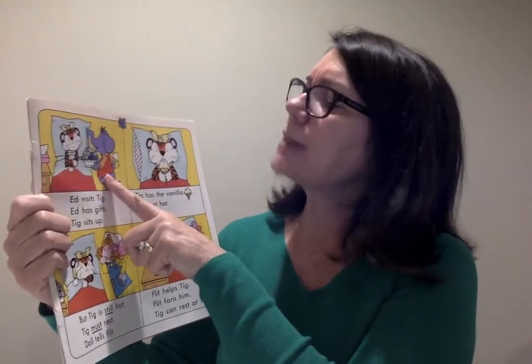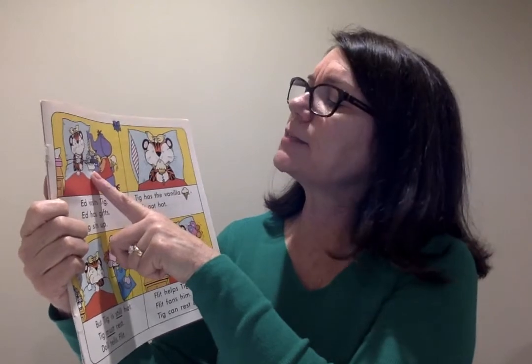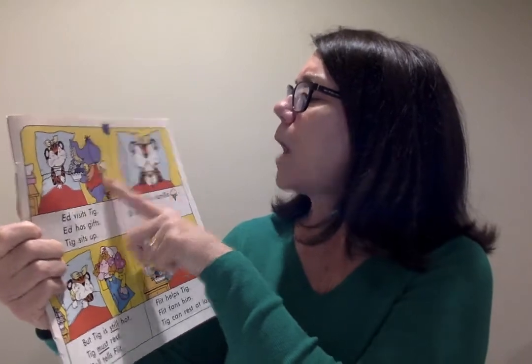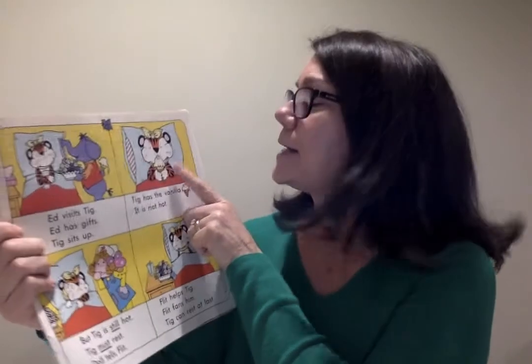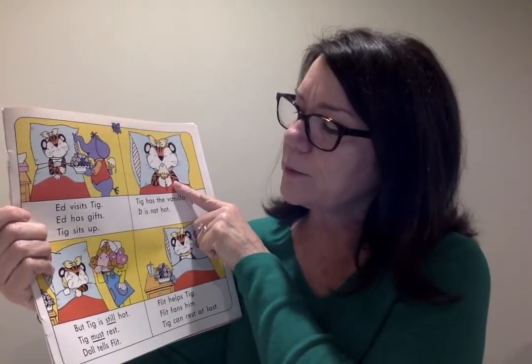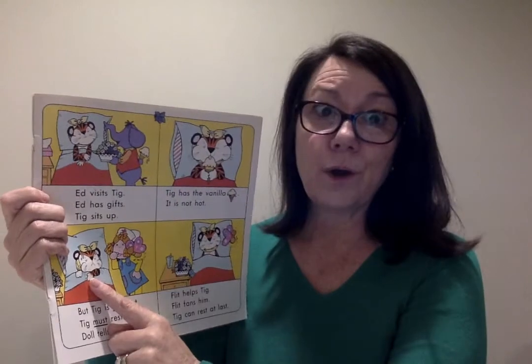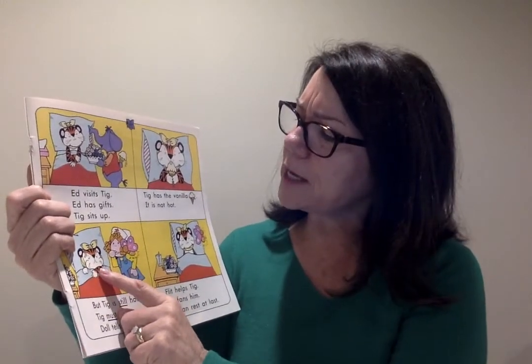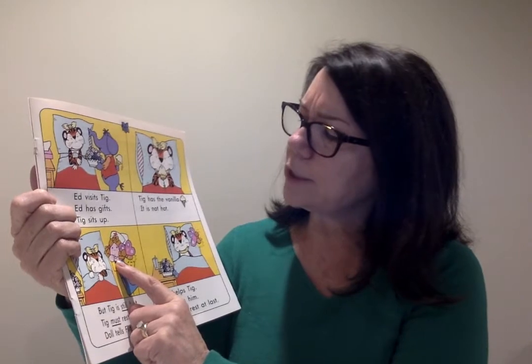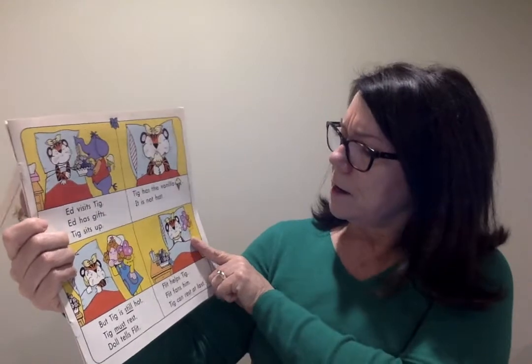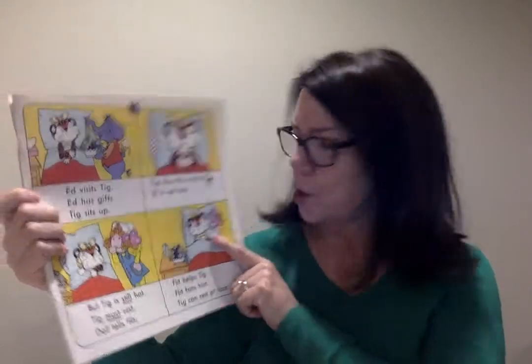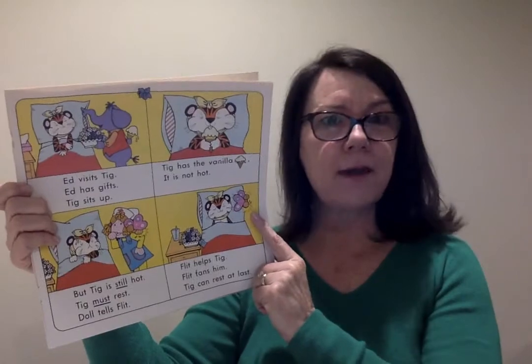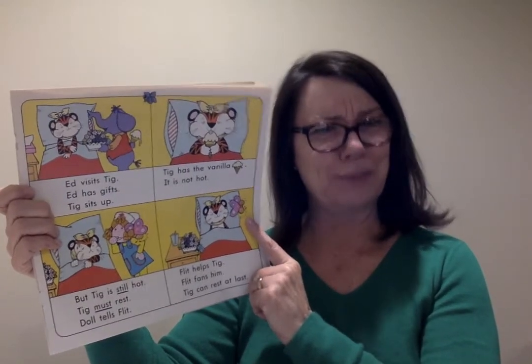In the next picture, I see Ed has arrived, and I see Ed has some flowers, and it looks like a melting ice cream cone behind his back. In the next picture, I see that Tig is licking the ice cream cone, and he looks like he might be feeling a little bit better. Oh no, I see sweat coming off his head again, and Doll is looking at his temperature, and it looks like Flit has come to visit as well. Now I see that Tig's eyes are closed, and I see that Flit is lighting up. I wonder what's happening in that last picture.